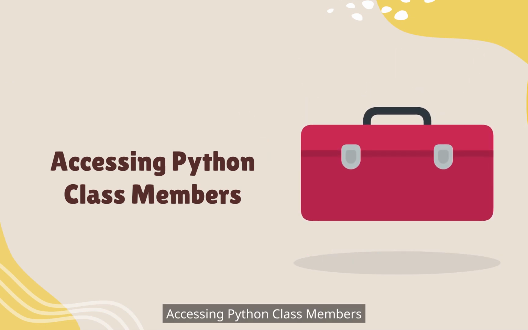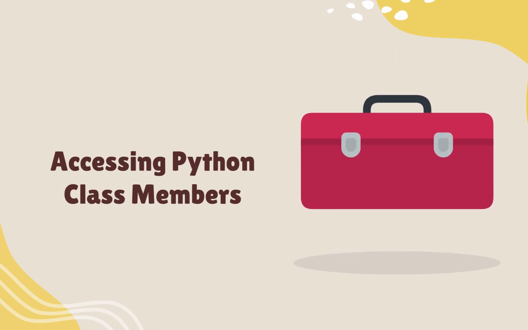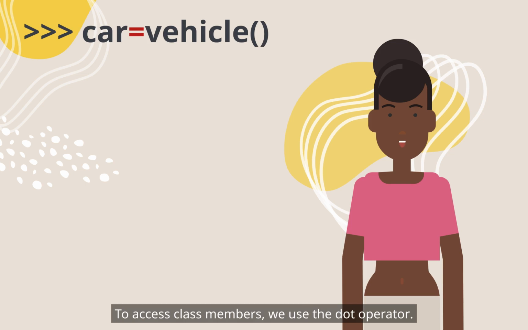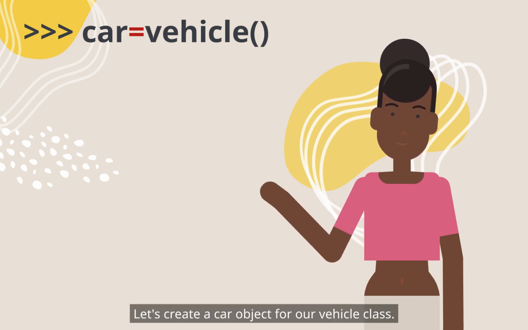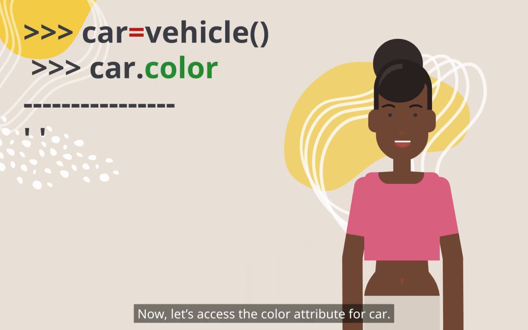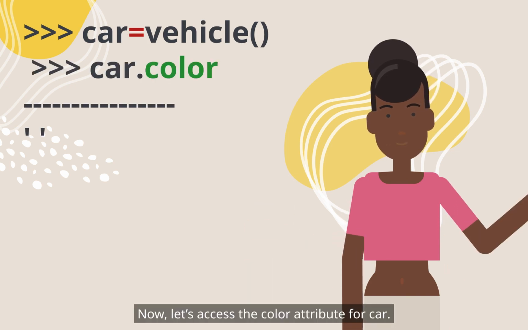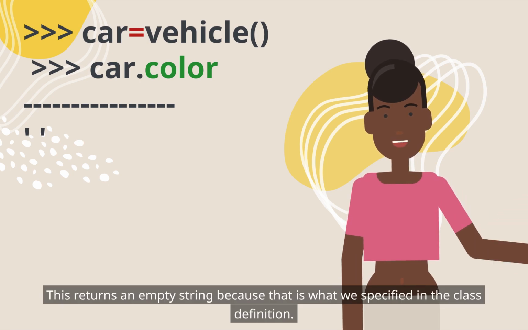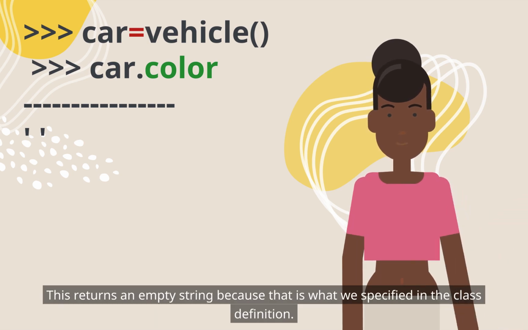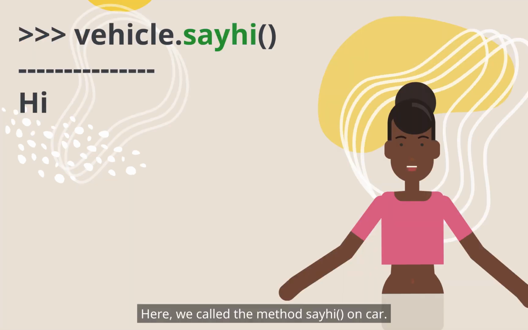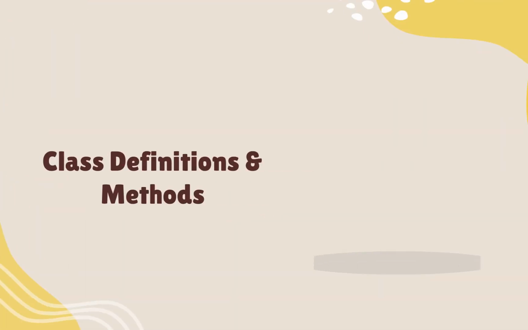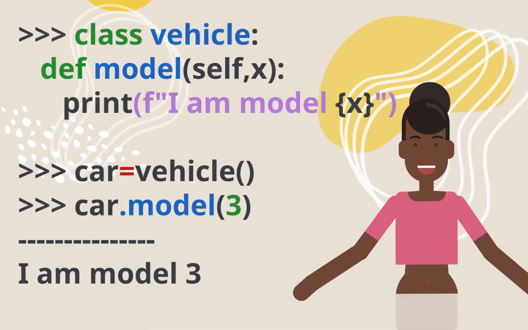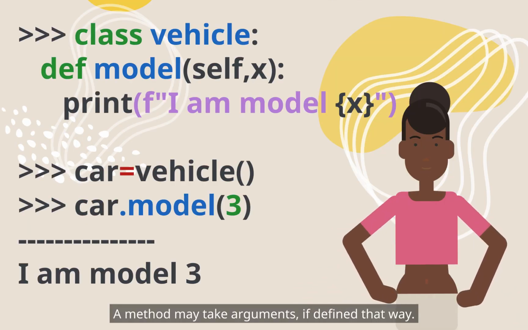Accessing Python class members. To access class members, we use the dot operator. Let's create a car object for our vehicle class. Now, let's access the color attribute for car. This returns an empty string because that is what we specified in the class definition. Here, we called the method sayHe on car. A method may take arguments, if defined that way.